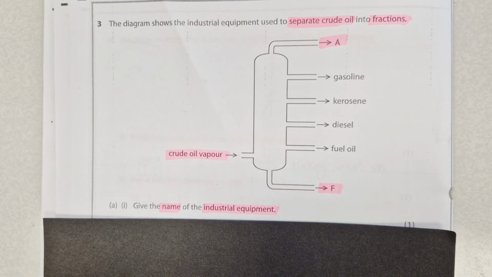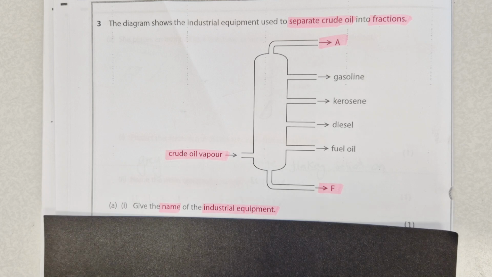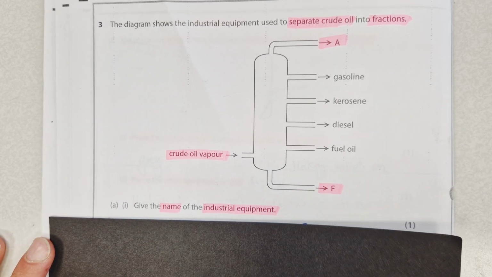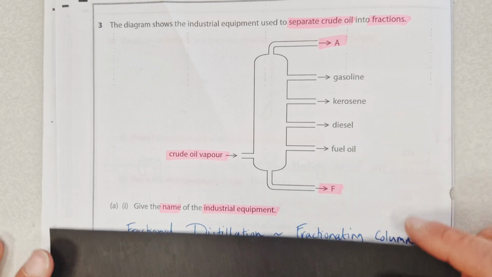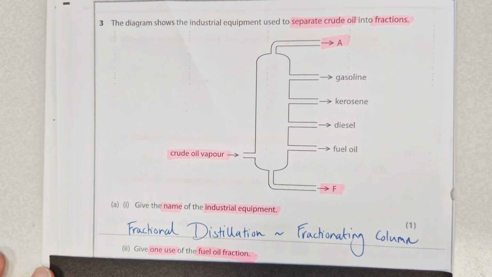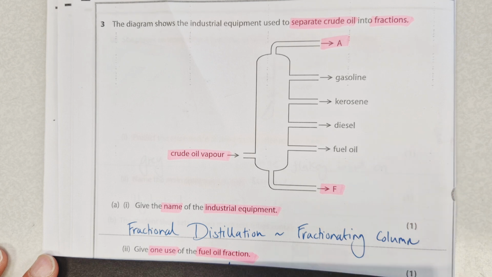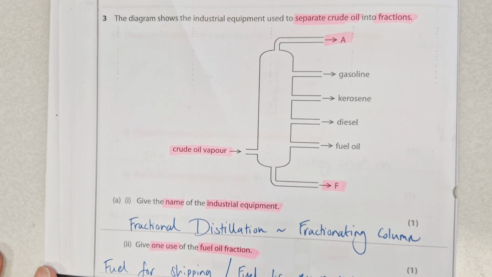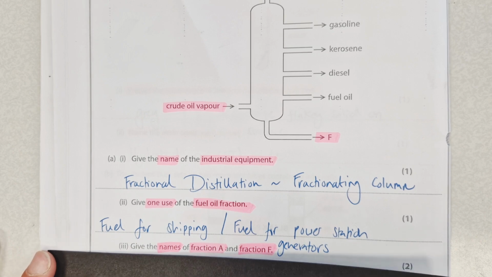Question 3 is looking at the process of fractional distillation and the separation of crude oil. The first part of the question says, give the name of the industrial equipment shown in the diagram above. This is known as the fractionating column for the fractional distillation process. Then it asks us to think about a use of the fuel oil fraction. So fuel oil will be used for either shipping or for powering power station generators.